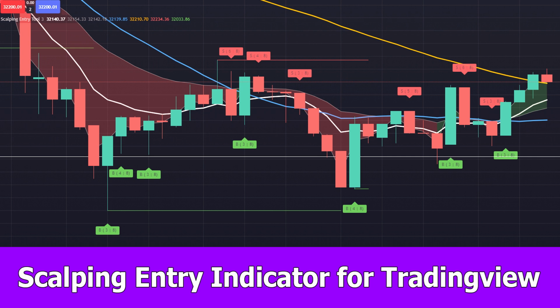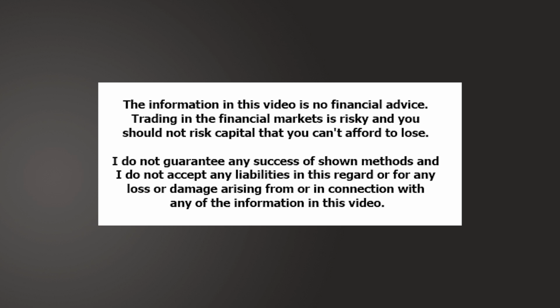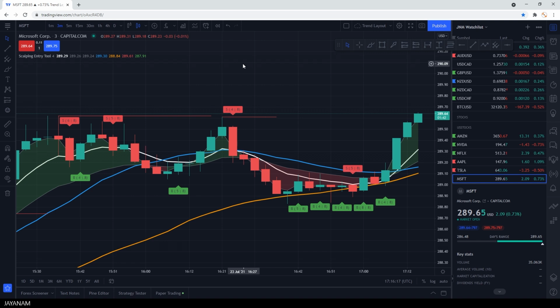or 5 minutes. Before we can start, let me tell you that this is not financial advice and that trading is very risky. The indicator creates signals, but it doesn't mean that these are always successful. Indicators can be used to confirm ideas or strategies, but they can't predict future prices. Okay, so let me show you the indicator in action.